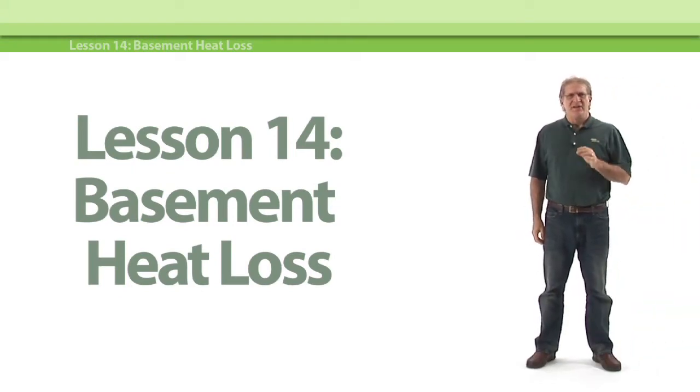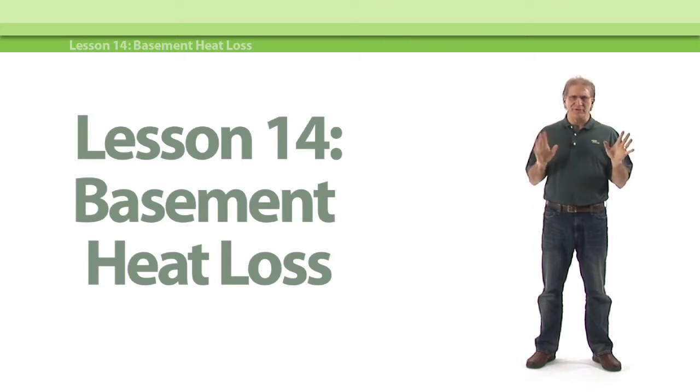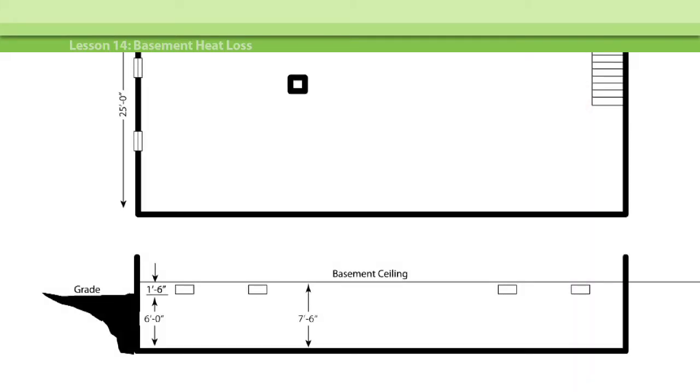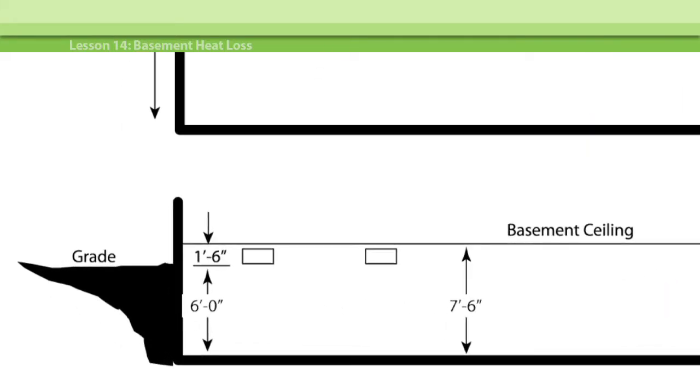Now for the basement. When calculating heat loss for the basement, we're going to do the same thing we've been doing, only a little bit differently. First off, we have to calculate infiltration. Now you'll note in the floor plan that most of the basement wall is below grade. It's a 7-foot 6-inch wall. 6 feet of that wall is below grade and only 1.5 feet of the wall is above grade.